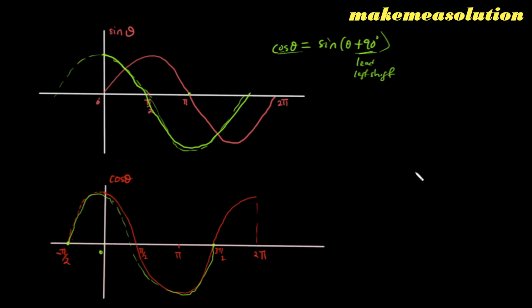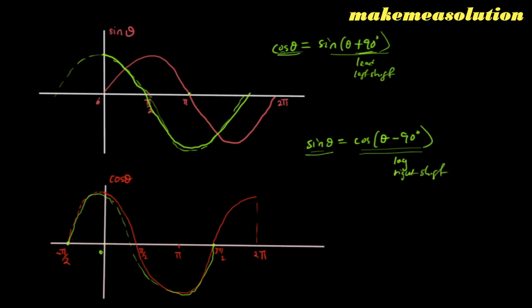Now, if you want to see the second statement, that sine theta is equal to cos of what? Theta minus 90 degrees. This second statement says that the sine graph lags the cosine graph by 90 degrees. The first one says the cos graph leads the sine graph by 90 degrees, then the sine graph lags the cos graph by 90 degrees. This is a lag, okay, and it's a right shift.